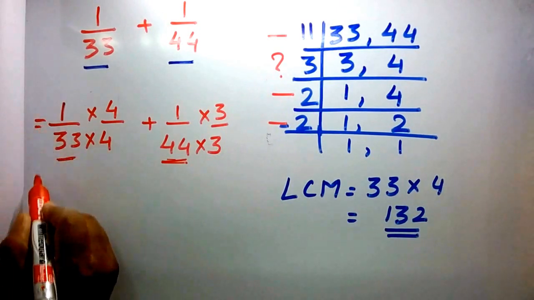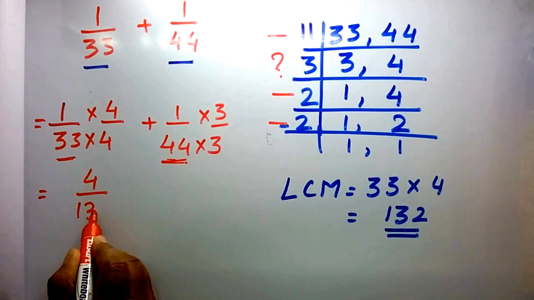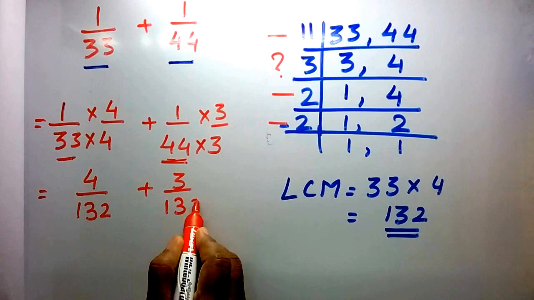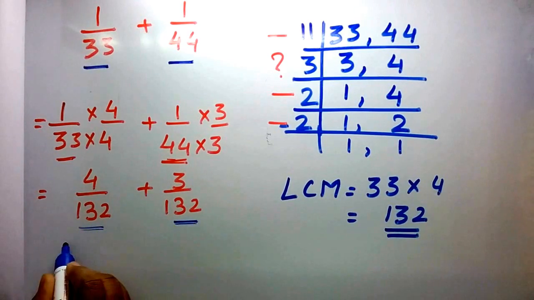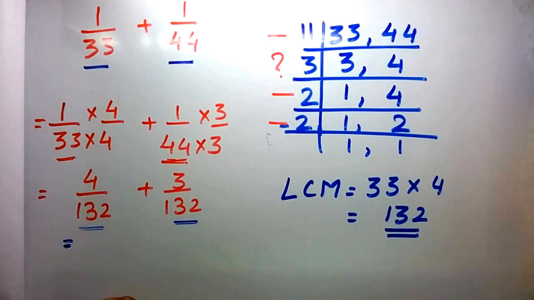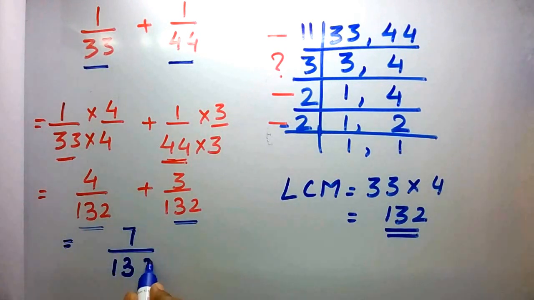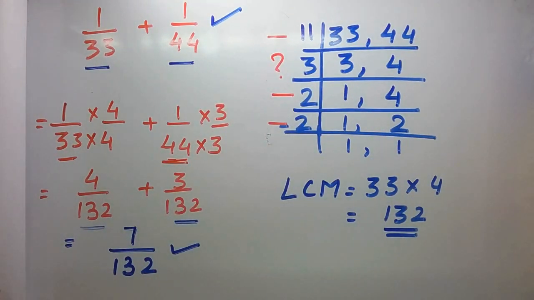So you can write this as 4 1s are 4 upon 132 plus 3 1s are 3 upon 132. Now when you're solving this, as the denominator is the same, now you can add the numerators. 4 plus 3 is 7 upon 132. So this is the answer, that is the addition of rational numbers with different denominators.